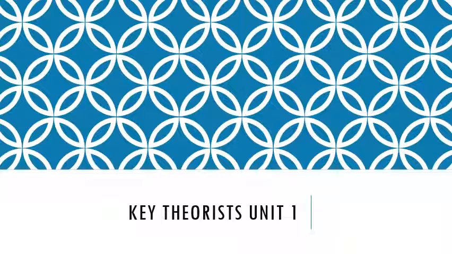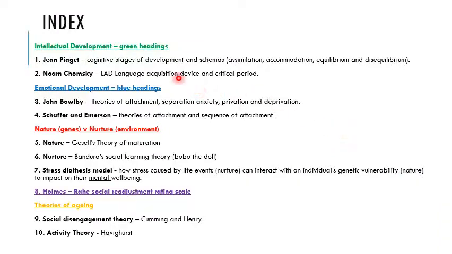What I would like you to be doing is completing a little bit of a write-up from YouTube video number 1 and YouTube video number 2 and documenting all the key terms that I've now covered. As you can see, we have covered on video number 1 and 2, intellectual development, emotional development, and number 5 and 6 on the nature versus nurture. Today, I'm going to go over the stress diathesis model, Holmes and Rahe's social readjustment scale, and the 2 theories of aging.